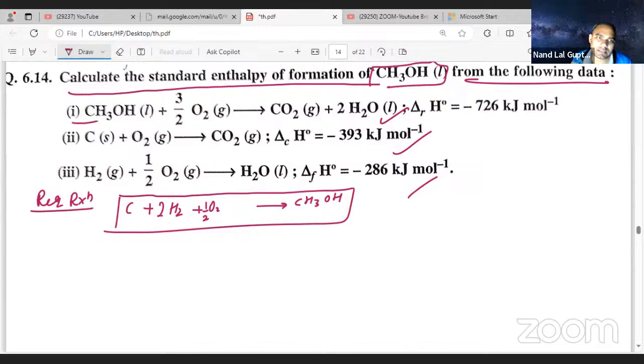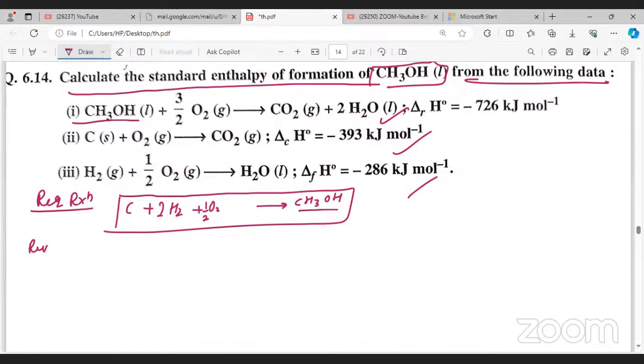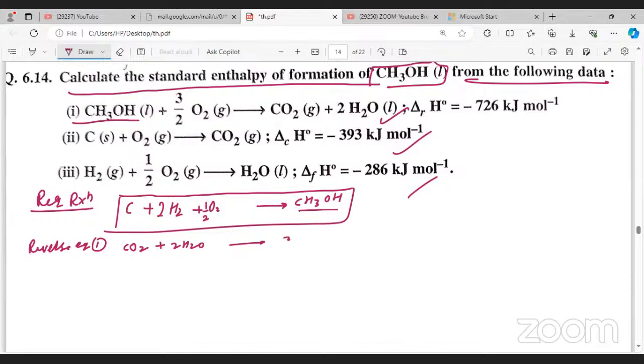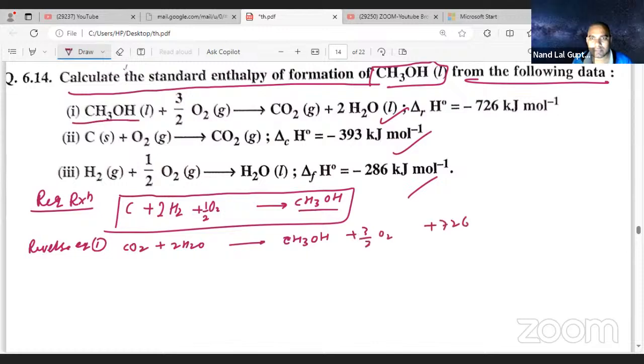Now the first reaction, you see, this is on the reactant side, but it should be on the product side according to the required reaction. So reverse equation 1. So 2H2 plus CO2 gives 3/2 O2 plus CH3OH, plus 726 kilojoule per mole. Second, it is required on which side? Reactant side. So it will be as it is, C plus O2 gives CO2, and this value will be minus 393.